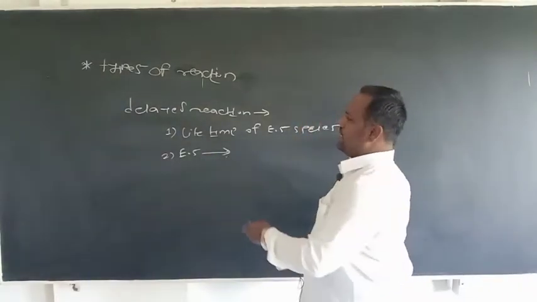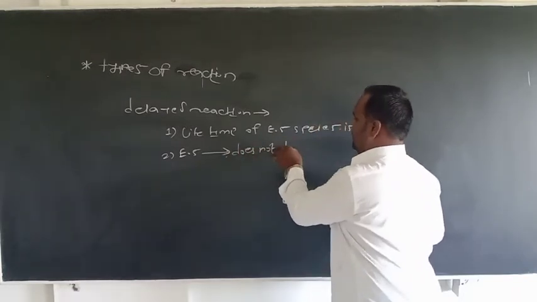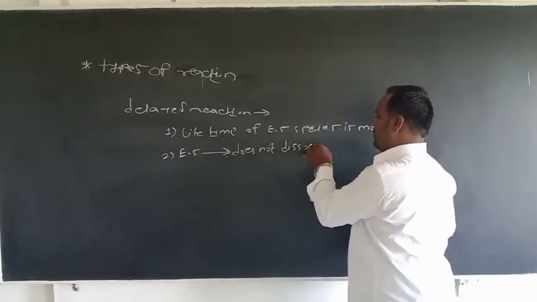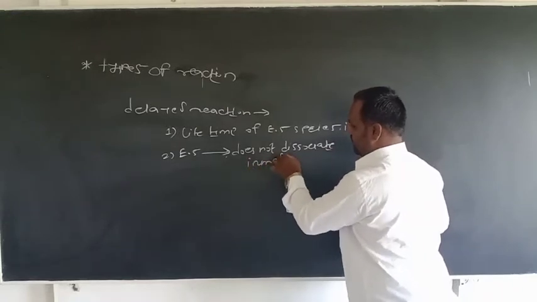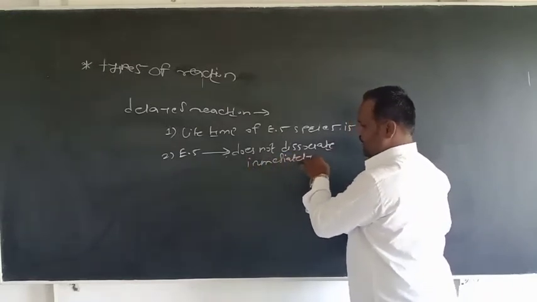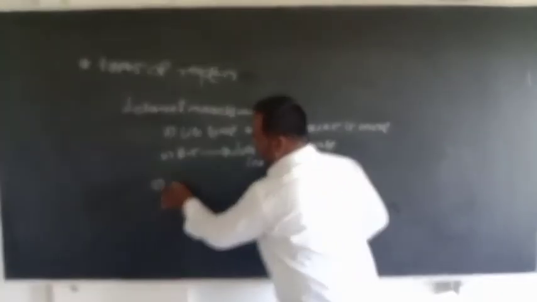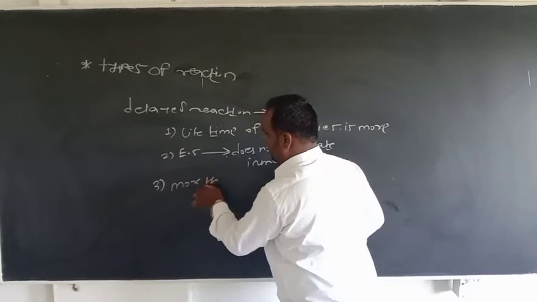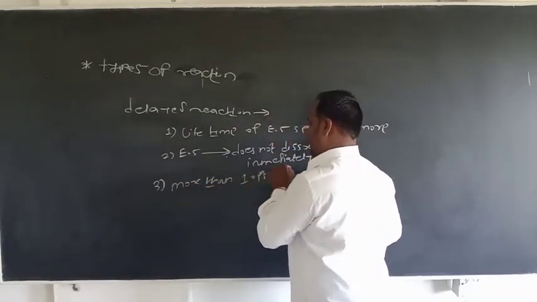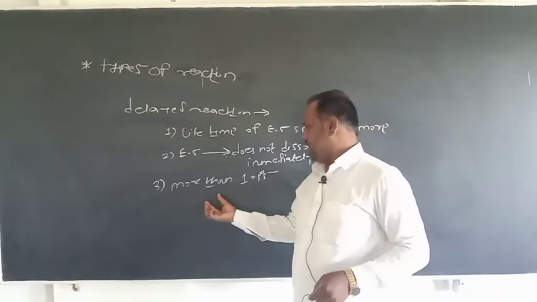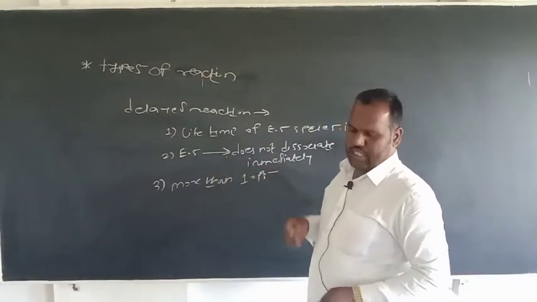So the excited state does not dissociate immediately. And third, the time required is more than 10 picoseconds to convert the activated species into the products. So these are some characteristics of the delayed reaction.